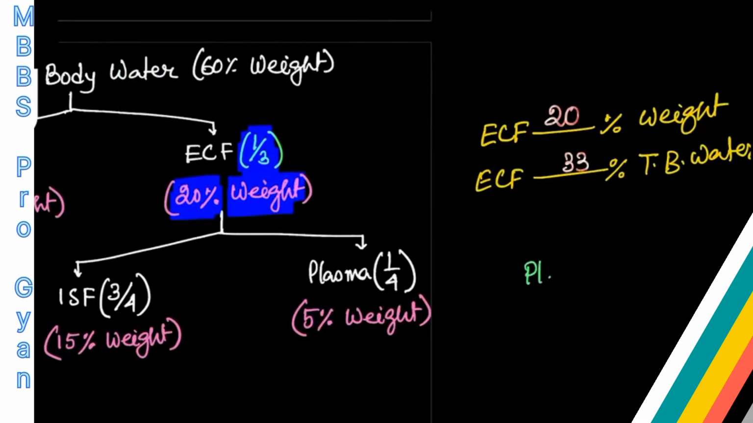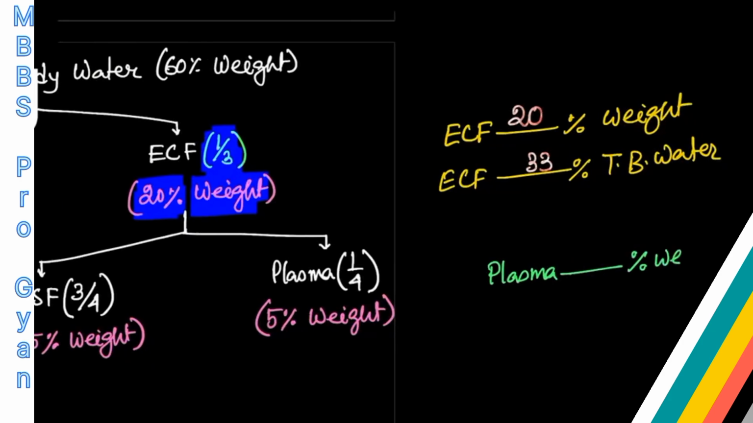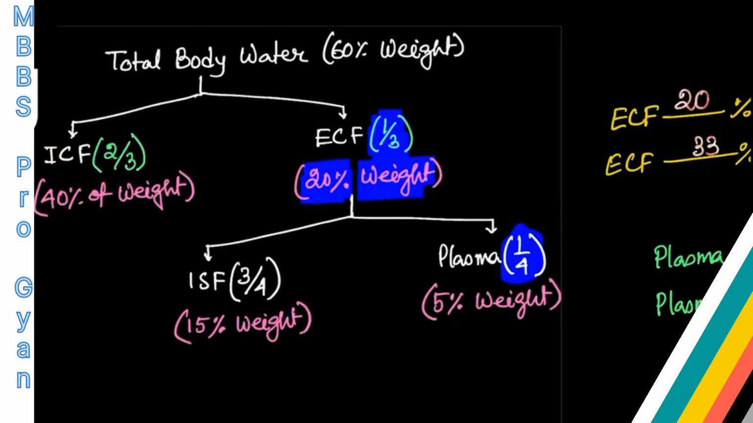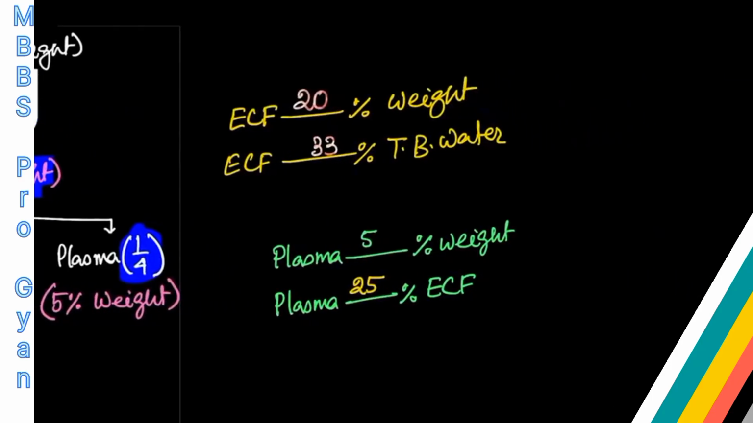Similarly, you must remember here, if your question is like this, that plasma is dash percentage of the body weight, then the direct answer is 5%. But if the question is plasma is dash percentage of ECF, then what will be the answer? We have just discussed that plasma is 1/4 of the ECF. 1/4 means 25%. So here your answer will be 25% of ECF. Okay, good. So this is a very simple thing, but sometimes this kind of MCQ can be given.